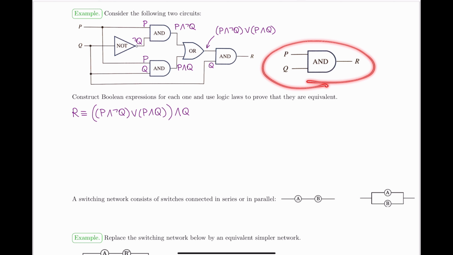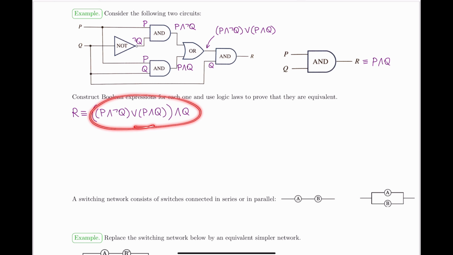The expression for this Boolean circuit is obviously a lot easier because I just have two inputs into the AND gate. So my overall expression here is going to be P and Q. And the question is, are these two circuits equivalent? Can I prove that this expression is equivalent to this one?